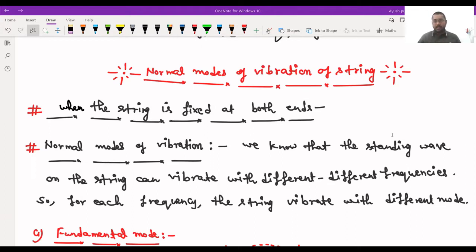So don't worry, don't panic. I am here. You will understand each and everything. What is the harmonic? What is the overtone? What is the fundamental frequency? What is the fundamental? So let's start with the very basics.